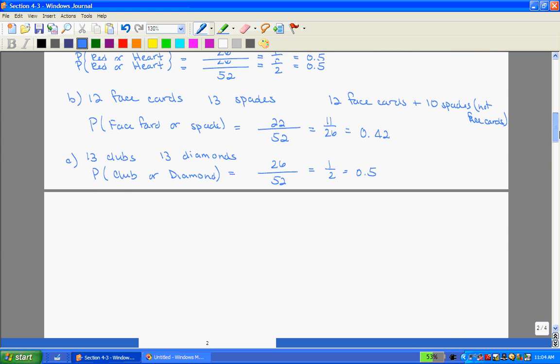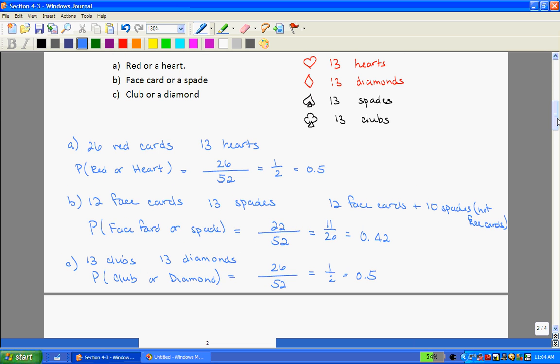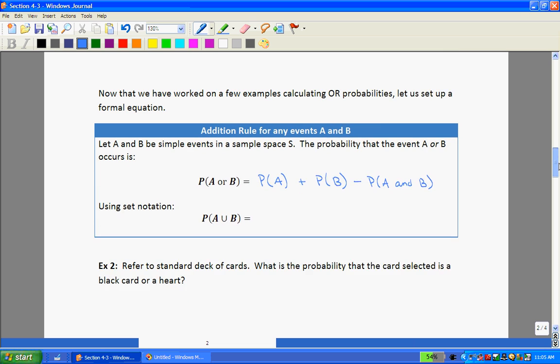So if we go back to that first example, there were 26 red cards plus 13 hearts, so you could look at that as 39, but we had to subtract off the 13 cards that were both a heart and a red card. So that took us back down to 26. The same thing here in example B. There were 12 face cards and 13 spades, so that would be 25. But we had to subtract off the 3 cards that were also spades and face cards because they were being double counted. Okay, so that's where that formula comes from.